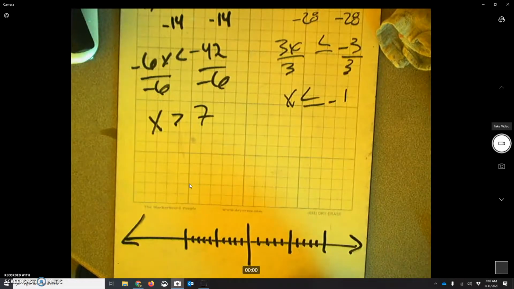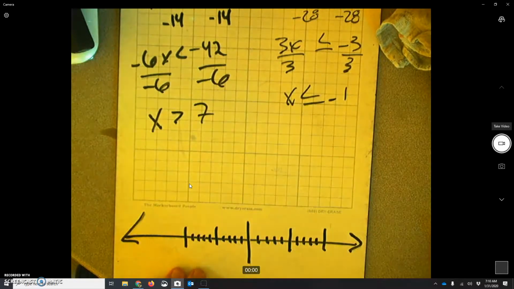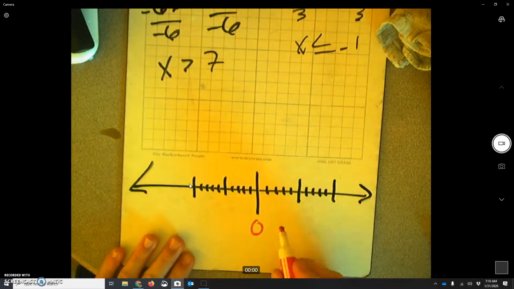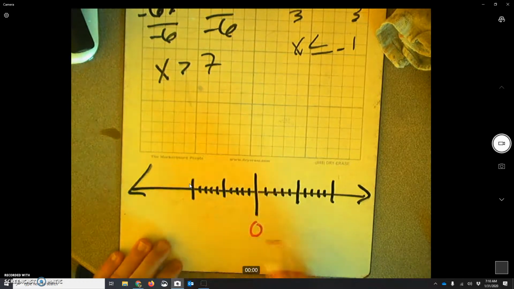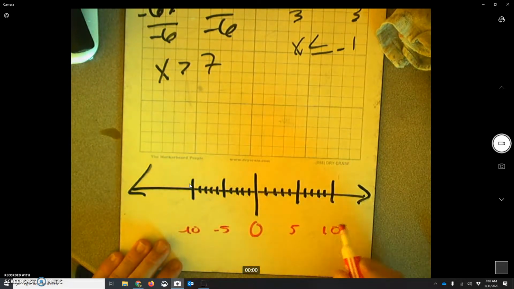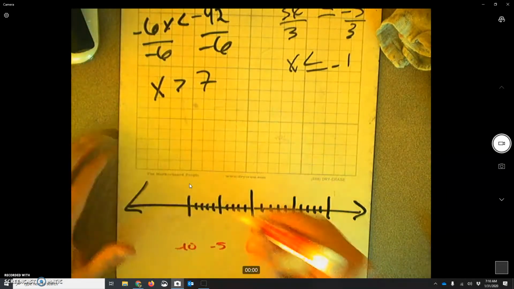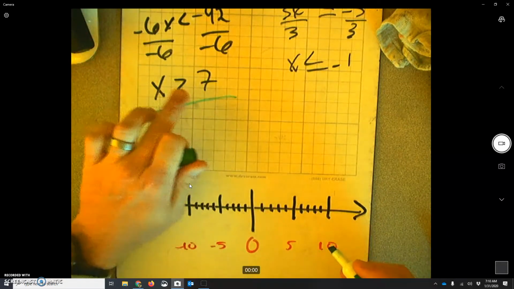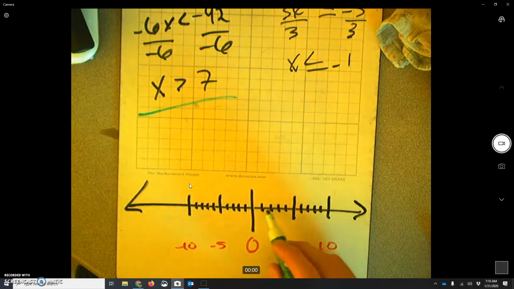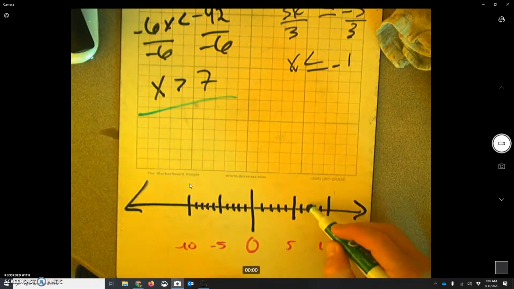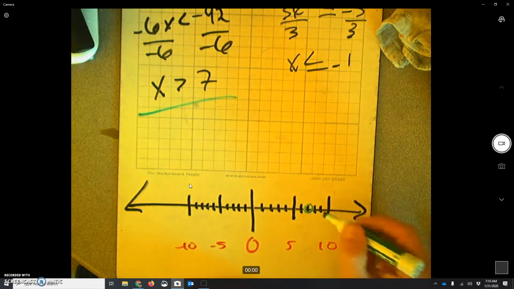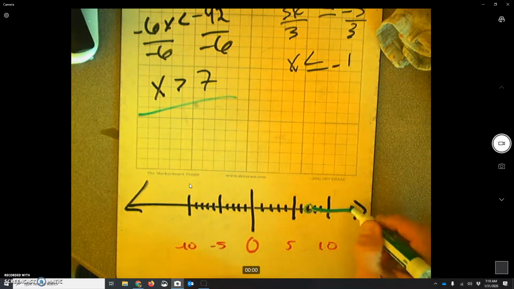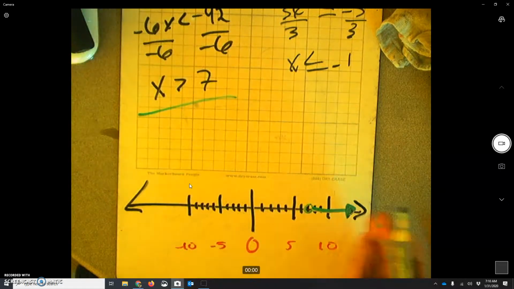So I drew a little number line right here, okay? This is 0, big one in the middle. 5, 10, -5, -10. Okay, our numbers say x is greater than 7. I will do this one in green, okay? So x greater than 7. So 7, we put an open circle on 7, and it's greater than. So it's that direction, okay? So that's all the values of there.